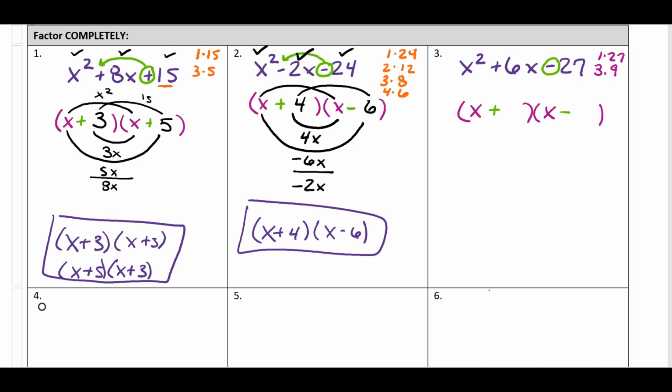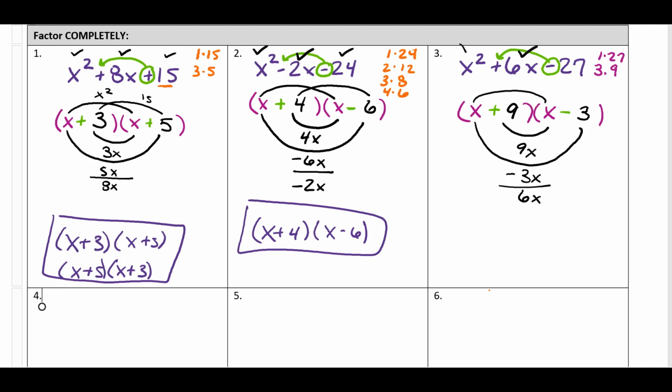Because this time my sign here is positive, so that I don't have to do as much guessing and checking, I can think ahead. Looking back here, I need a positive 6, which means my bigger number, my 9, needs to be positive. My smaller number is going to be negative. Now again, I'm always going to check this. That's positive 9x. That's negative 3x. And that adds up to 6x, which is what I needed.